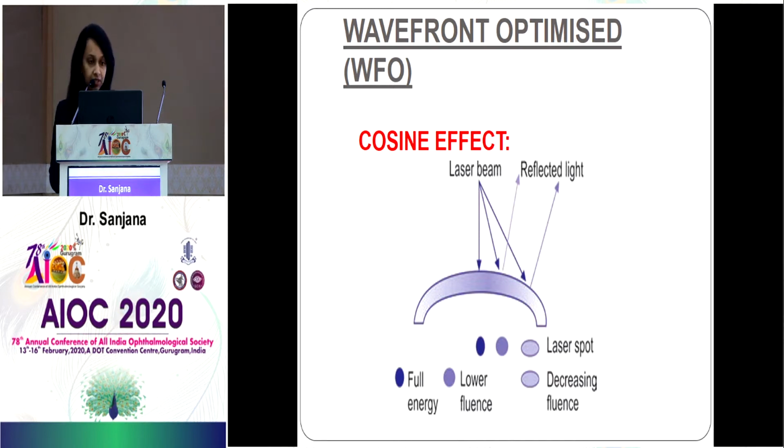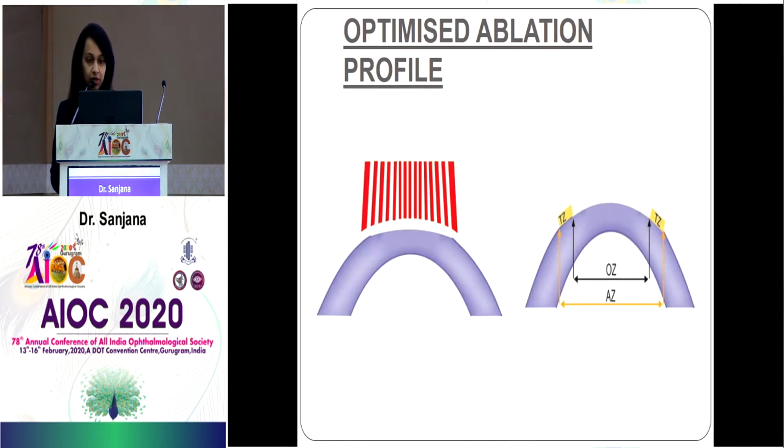To prevent this from happening, we do what is called an optimized ablation profile. In this, it is adjusted in such a manner that the laser energy that is delivered to the periphery is a little more compared to that of the center, in a controlled manner. So it gives an optimized ablation, and thereby we do not induce spherical aberrations. This is what is called a Wavefront optimized ablation pattern, which we normally use.